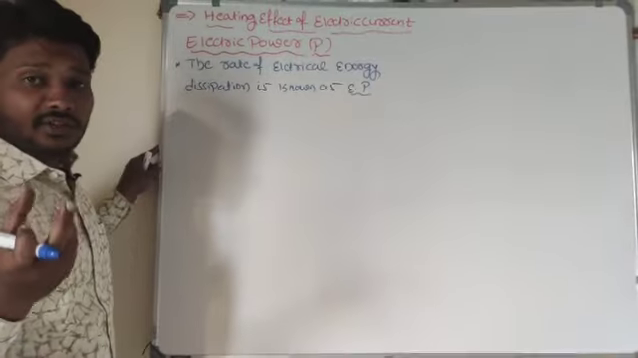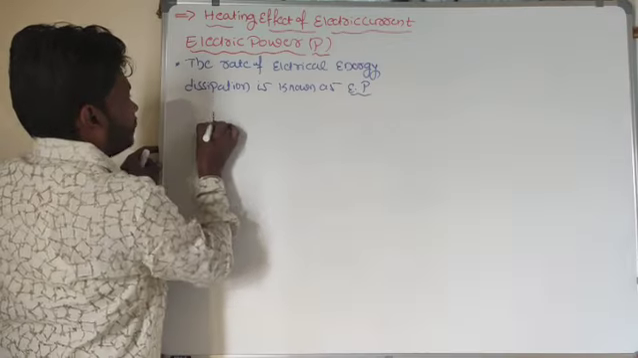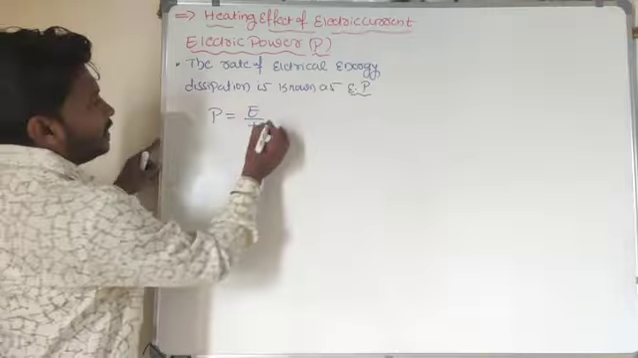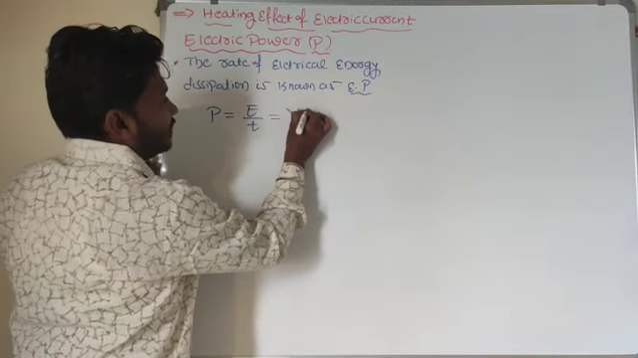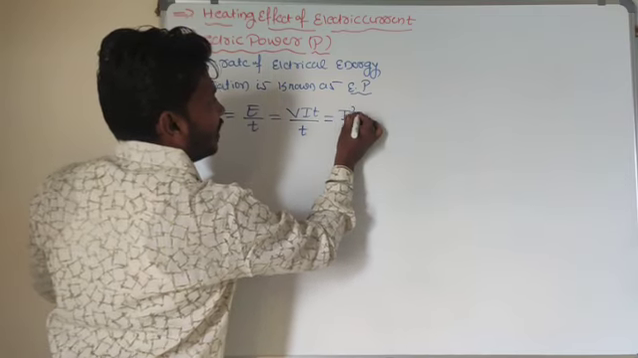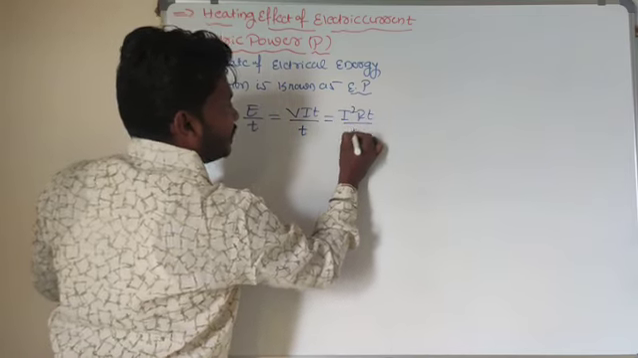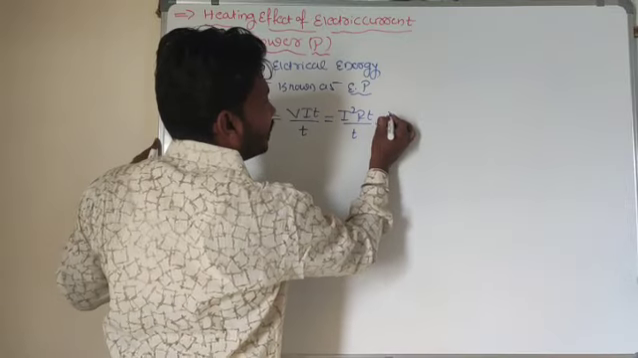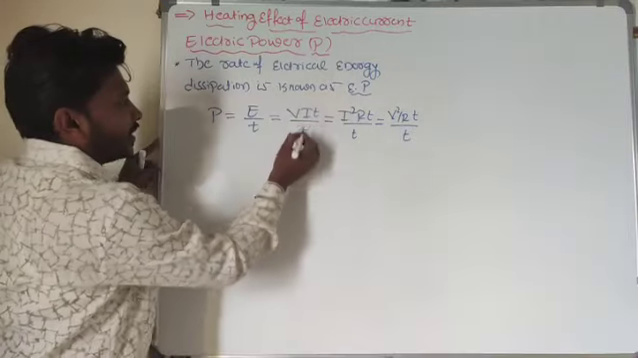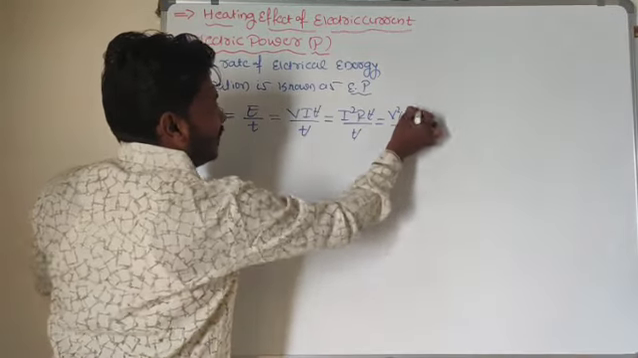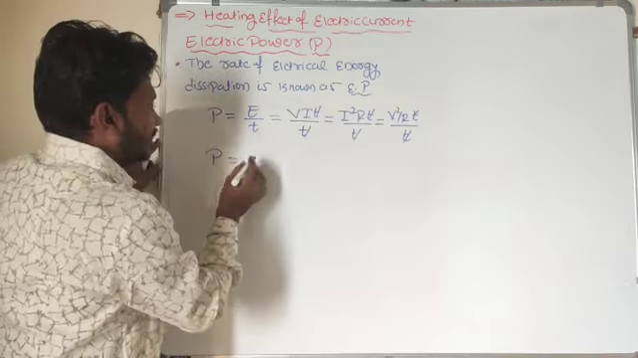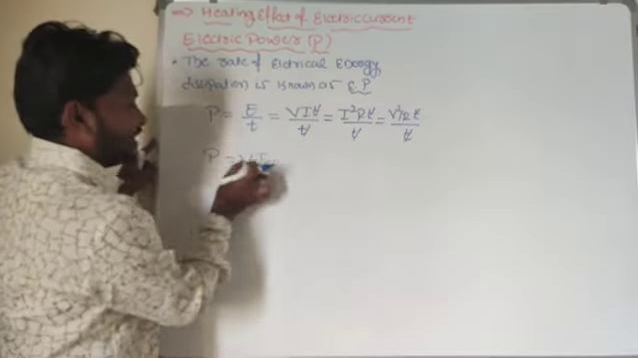So I want to give the mathematical approach. So look at here, electric power is equal to what? Energy by time here. So energy form is V into I into T divided by T. One more form, I square R into T divided by time, and one more form, V square by R into T divided by time. Here the time term will get cancelled out. And what are the required equations for power here? The equation for electric power is P is equal to V into I.